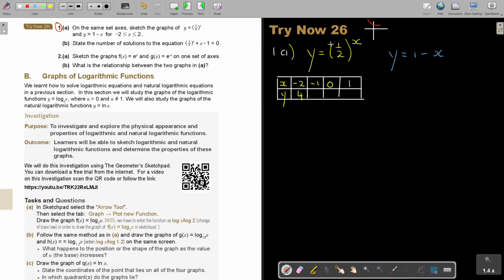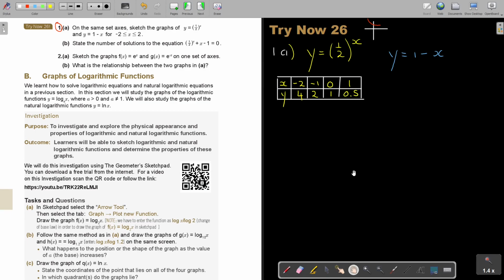So 0.5 to the power -1, and that is 2. And then 0.5, and you already know that, to the power 0. Anything to the power of 0 is 1. And then 0.5 to the power 1 is just 0.5.